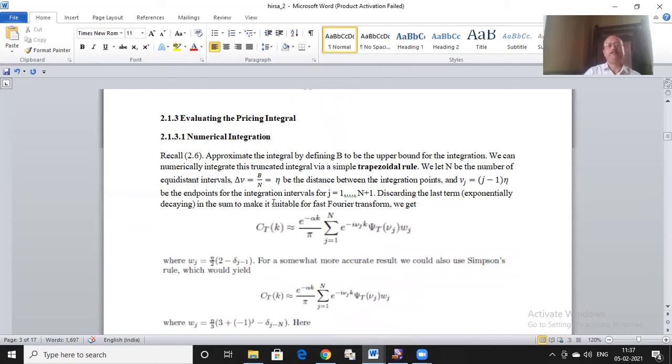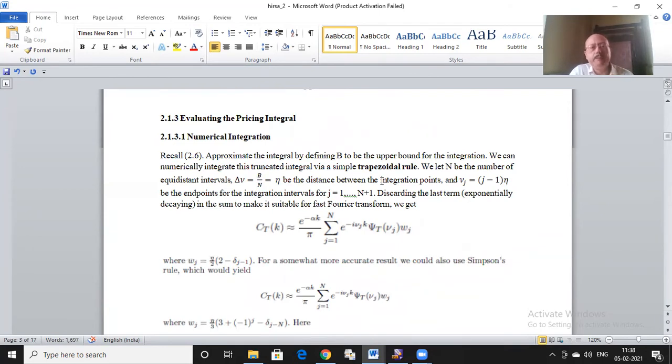So in this case, using 2.6, we will start by assuming that there is an upper bound for the integration. Of course, we cannot handle infinity, so we will take a large enough number, capital B, as our upper bound. We assume that the probability beyond B is negligible, so we can simply ignore that part. That's what we always do. So we numerically integrate this truncated integral via the simple trapezoidal rule. The trapezoidal rule will work.